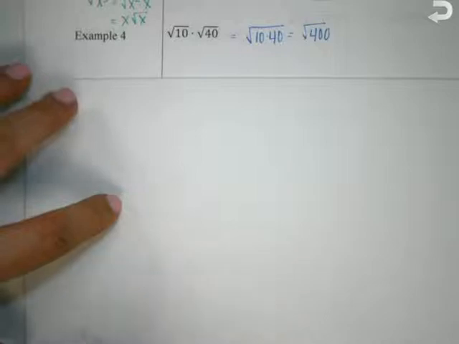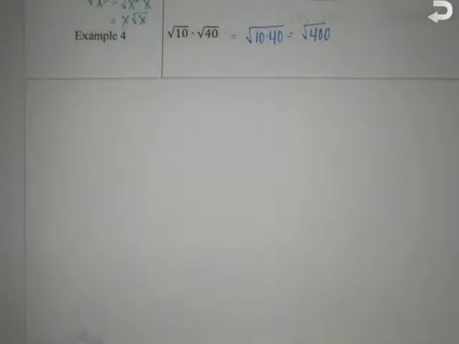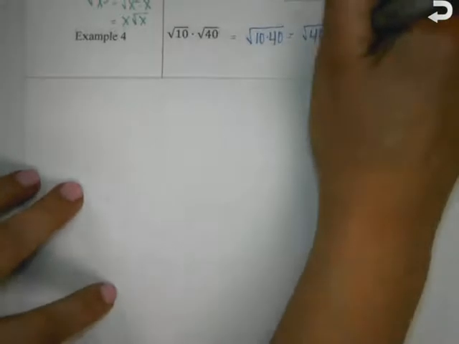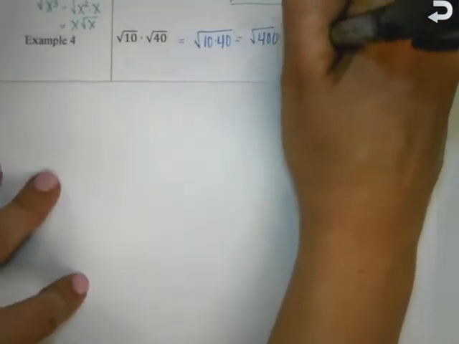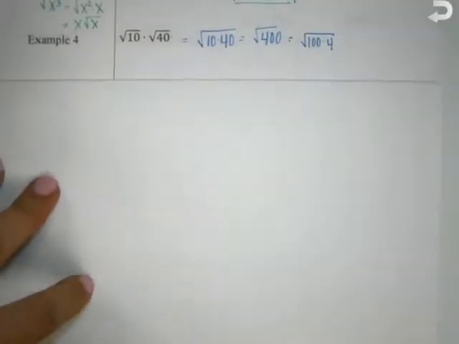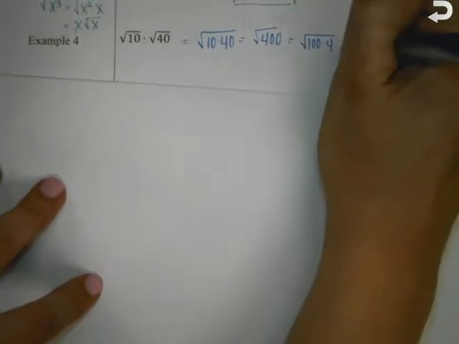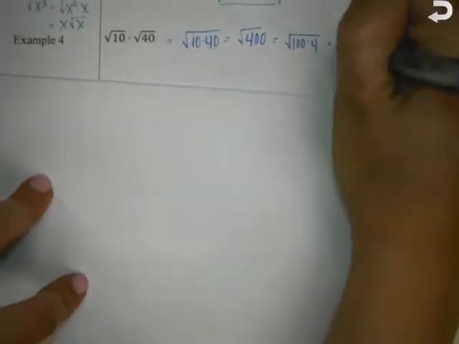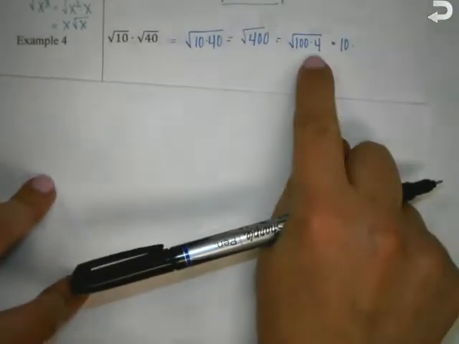Can you rewrite 400 using perfect squares? 200 is not a perfect square. 20, 4 and 100 works. 20 times 20 could work, right? So let's look at it. This is the same. I'm going to use 4 and 100. 100 times 4. What's the square root of 100? 10 times, what's the square root of 4? 2. 10 times 2 is?